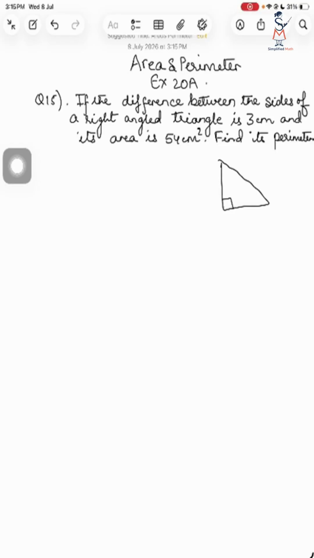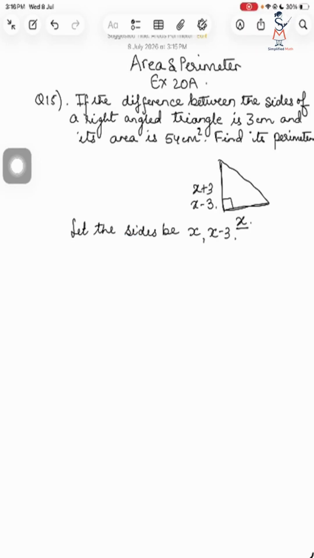When they say so, we have to consider the sides which contain the right angle. So if one is x, the other will be x plus 3 or x minus 3. If we take x plus 3, then also we'll reach the same solution, and if we take x minus 3, the solution will be the same. So let the sides be x and x minus 3.